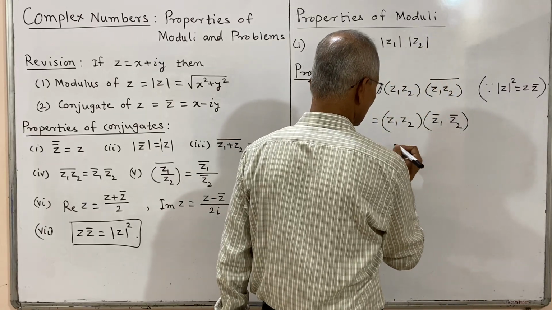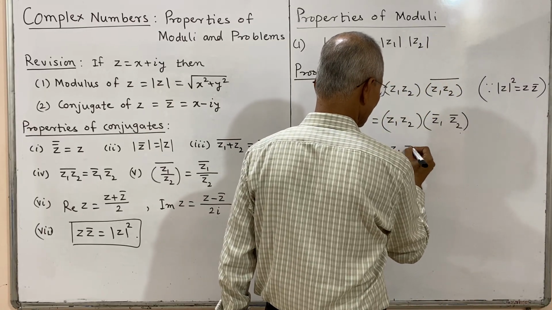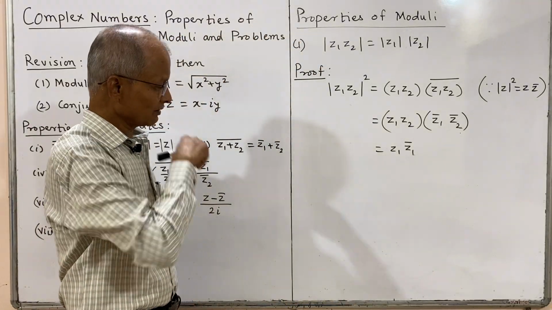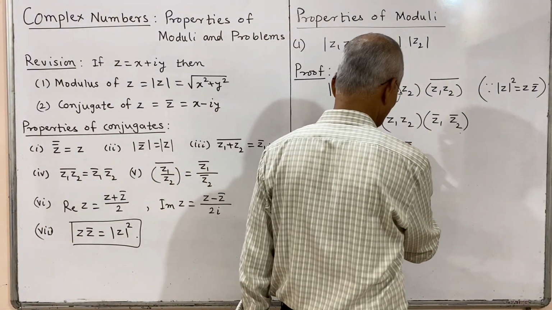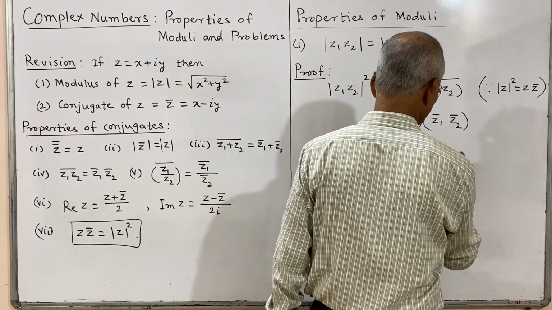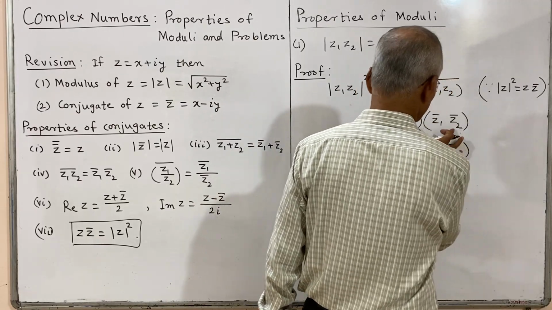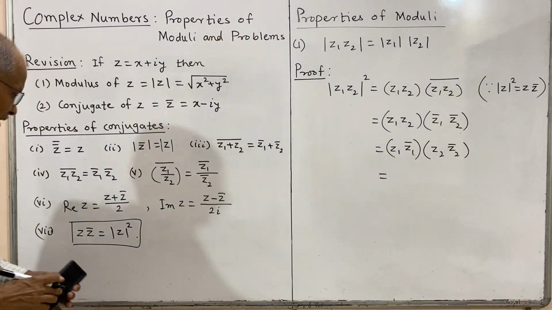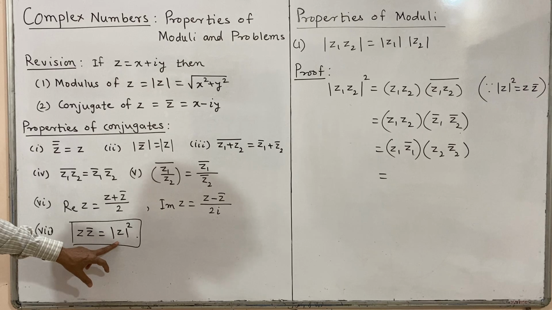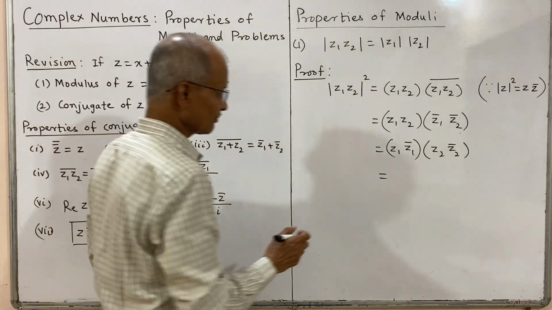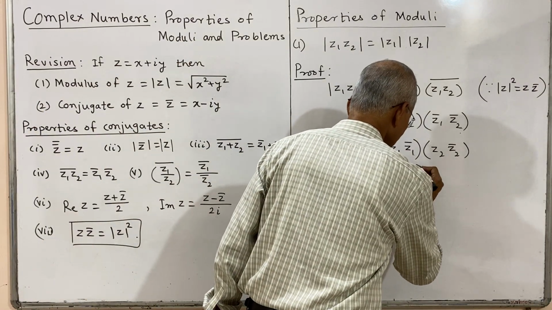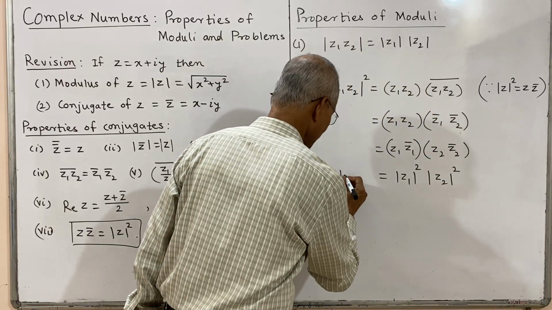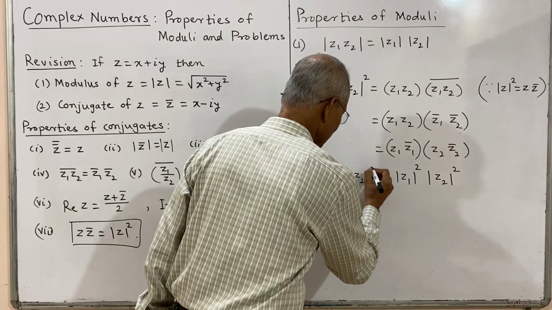And further this can be written as z1 into z1 bar. Multiplication is commutative as well as associative, and therefore we can write it like this, z2 into conjugate of z2, these two together. And again, what is this product? z1 into z1 bar, z z bar is mod z whole square, and therefore this is mod z1 square and this is mod z2 square. The left side is mod z1 z2 whole square.